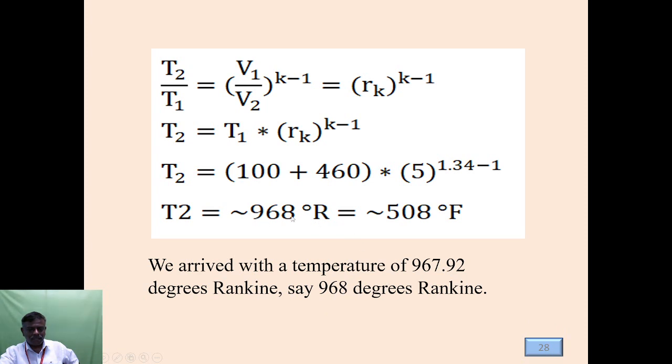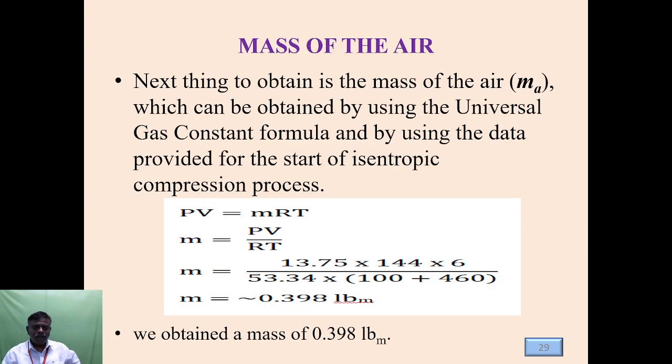We have to convert this Rankine temperature into Fahrenheit. Next one is the mass of the air. To obtain the mass of the air, m_a, we can use the universal gas constant formula and the data provided for the start of the isentropic compression process. You know the characteristic gas equation PV equal to mRT. From that we can find m equal to PV by RT by substituting the pressure, volume, R and temperature values. We get the mass as 0.398 pounds.